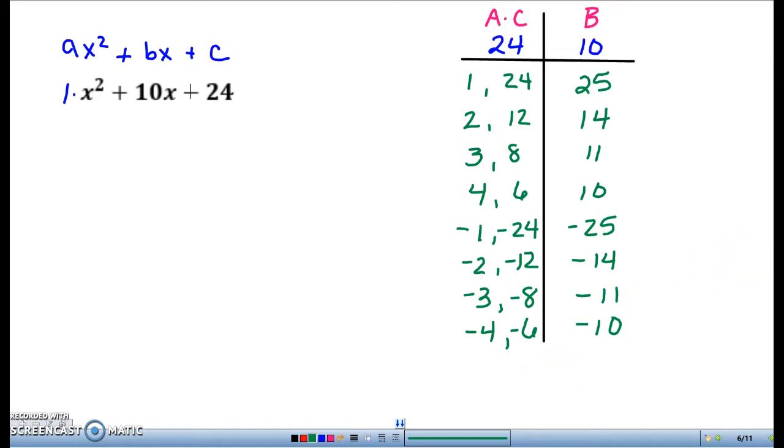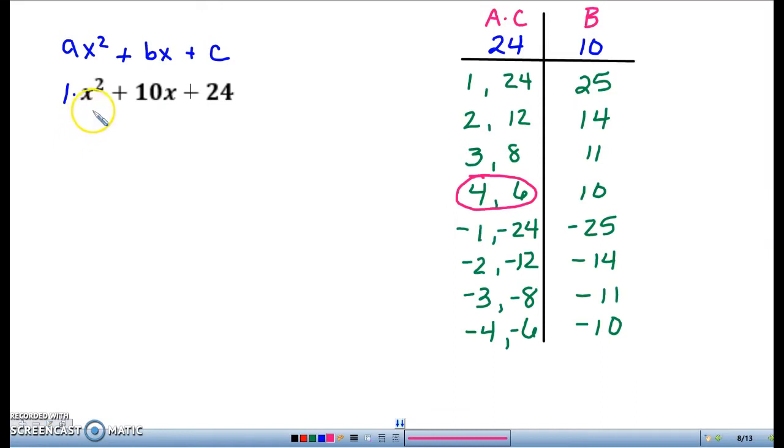Once we do that, then we're looking for the set of factors that multiply together to give us this 24, our a times c, but add up to b, the 10. Well, that's these two factors right here. So what we're going to do next, if you like to factor using the grouping method, let me show you how this works, and then I'll show you the shortcut.